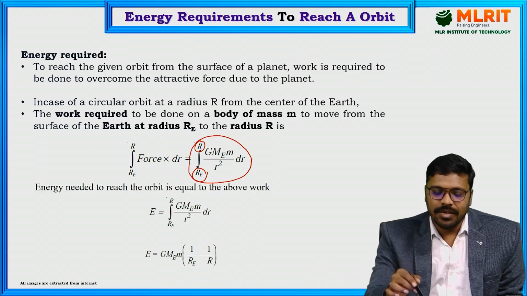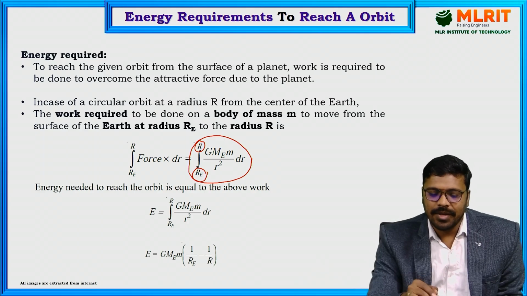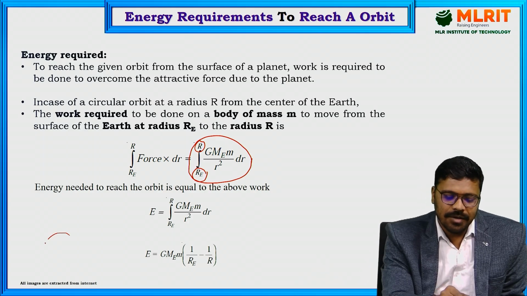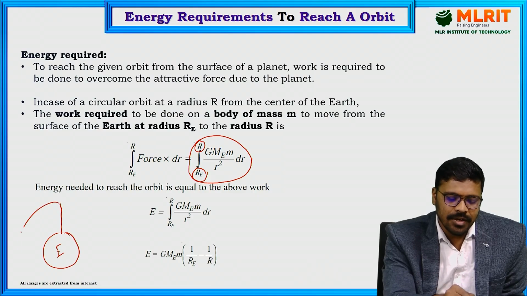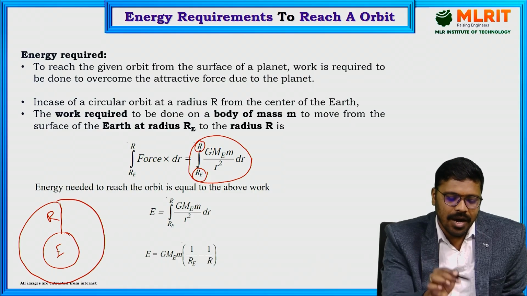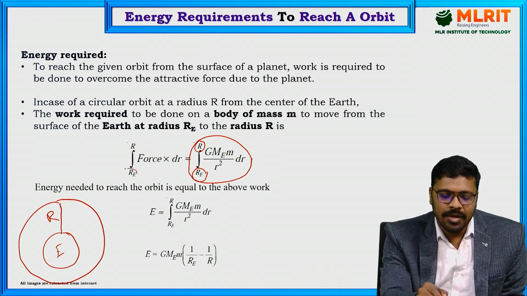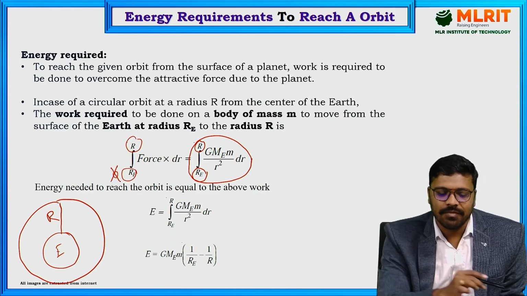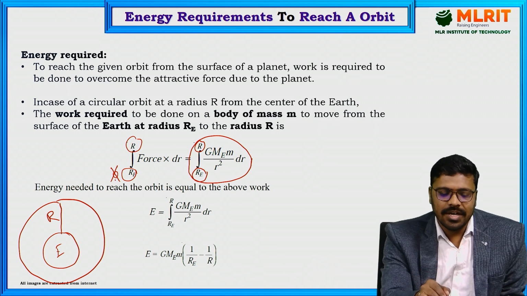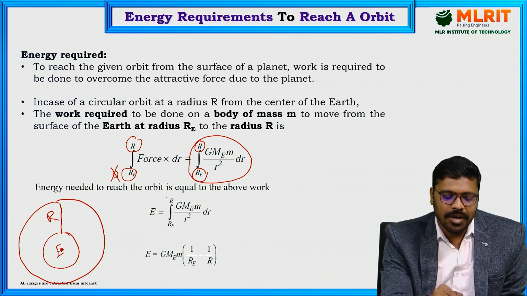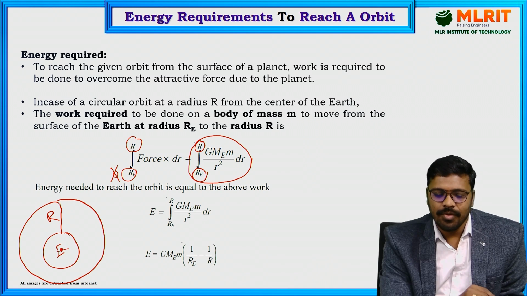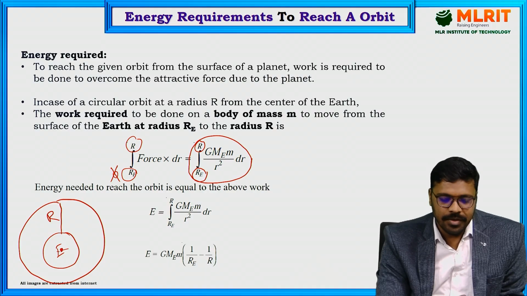Why am I integrating from RE to R? Because I am sending the object from Earth surface to the particular radius R. That's why I have to integrate from RE to R, not from 0 to R. We should not integrate from 0 to R. If you consider it is 0, that means you are sending the body from the Earth center. So that's why we have to integrate from RE to R.